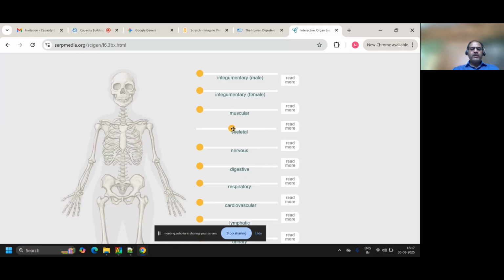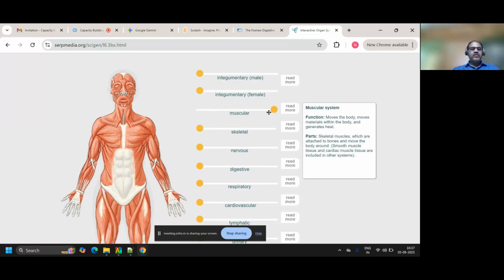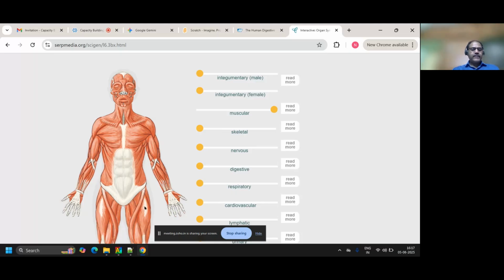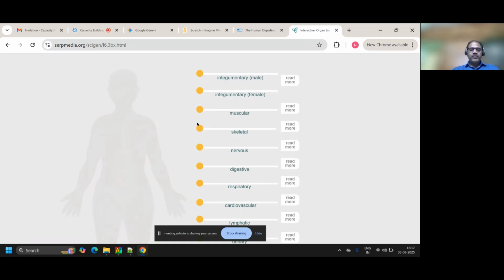I want to show the muscular system. This is how the muscles are located. You have neck muscles over here, chest, shoulder muscles, then abdominal ones, then the thigh, then the arms. And it will also show the shape of the muscles, because they have to contract and relax. So this is the way we will be in a position to show the system.